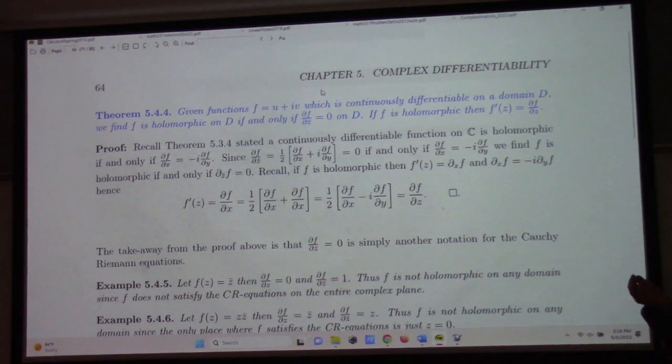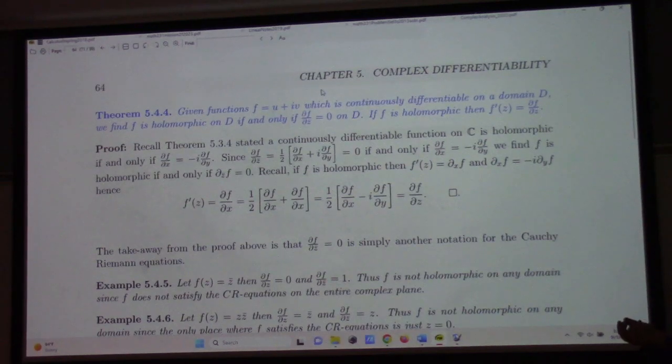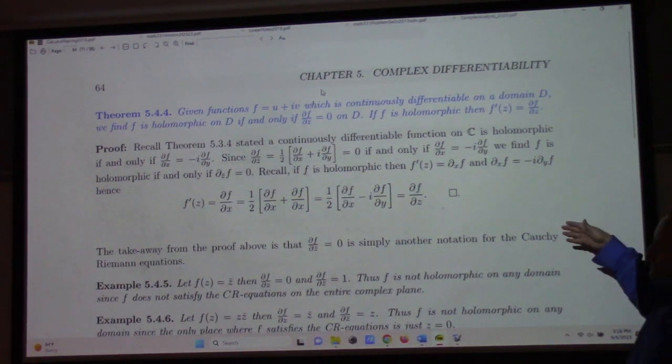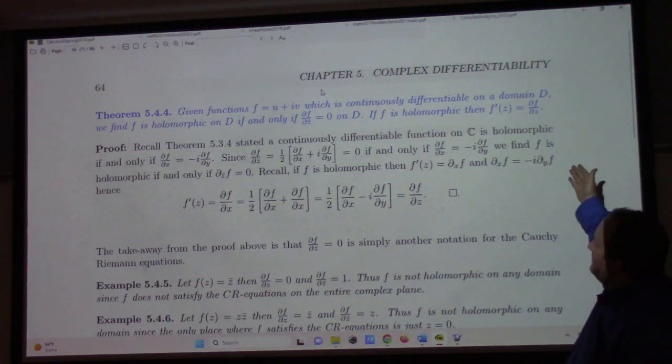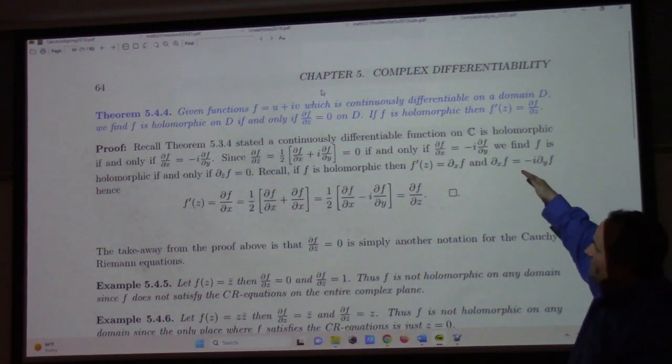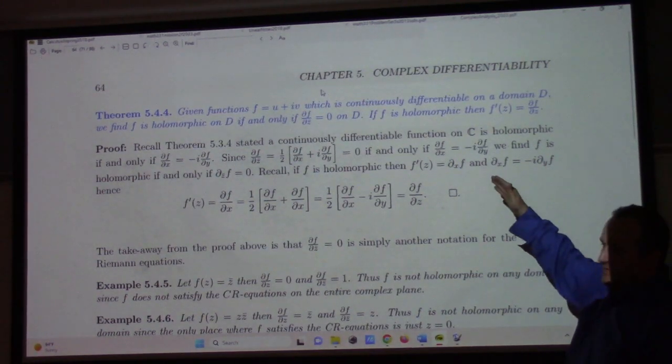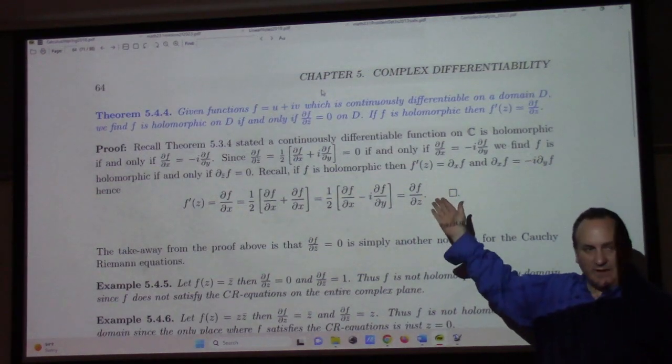So a holomorphic function is one which is not in any sense a function of z bar. You can also talk about anti-holomorphic functions. Those are ones which are just a function of z bar. And the proof is very, very simple. If we have continuously differentiable, then we already know it's continuously differentiable if and only if what? The Cauchy-Riemann equations hold.